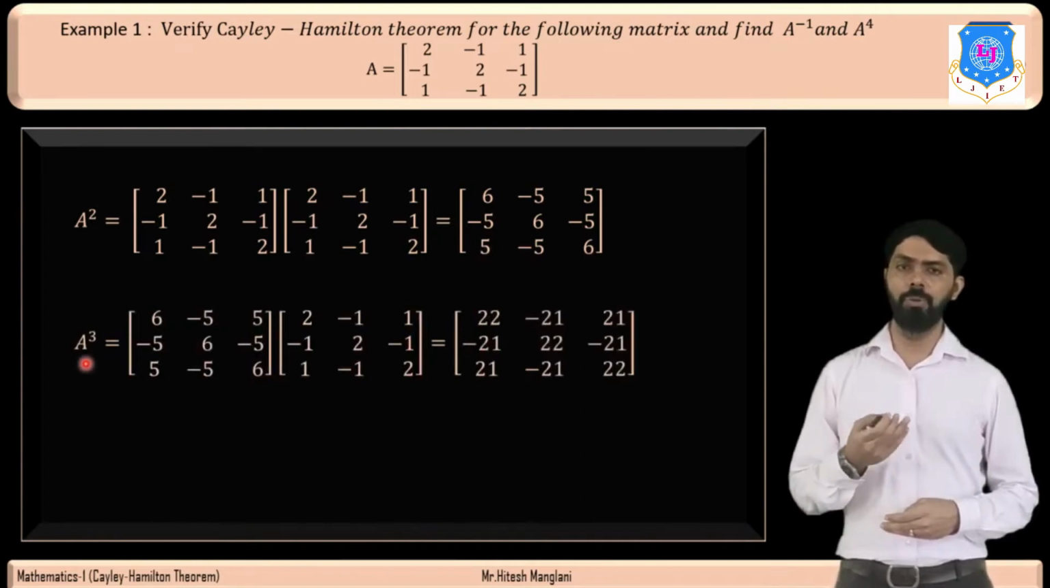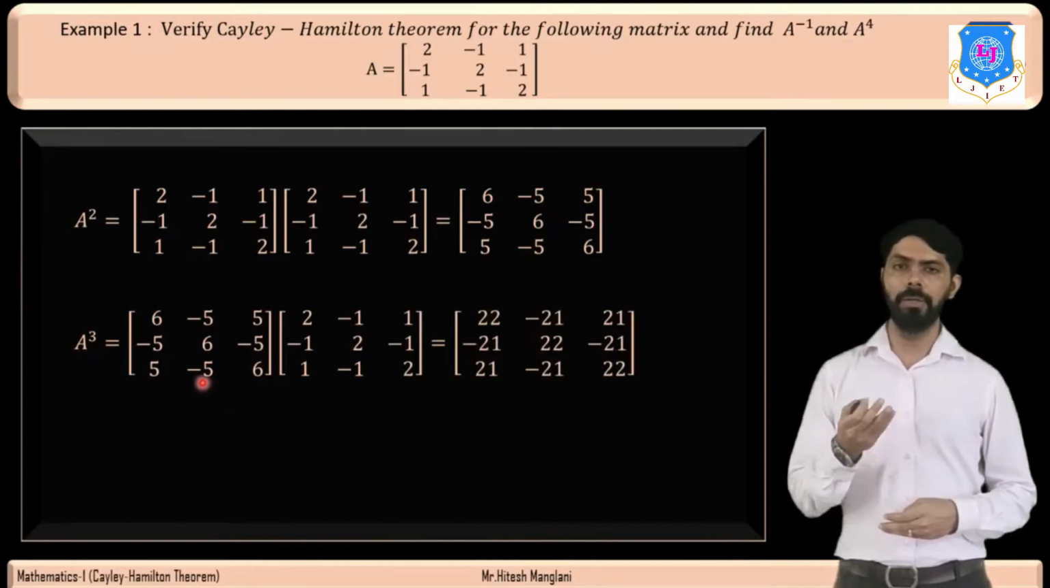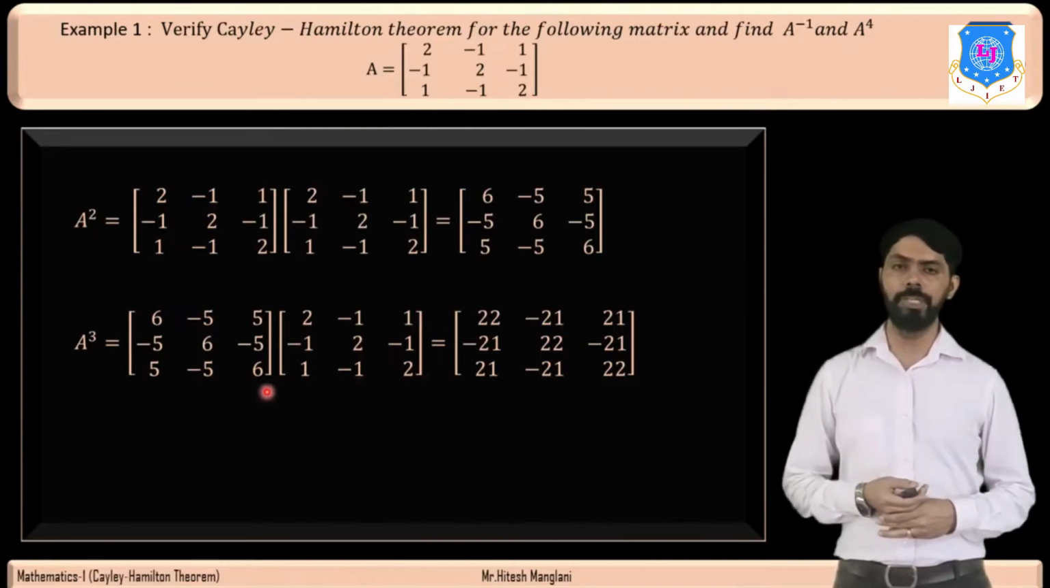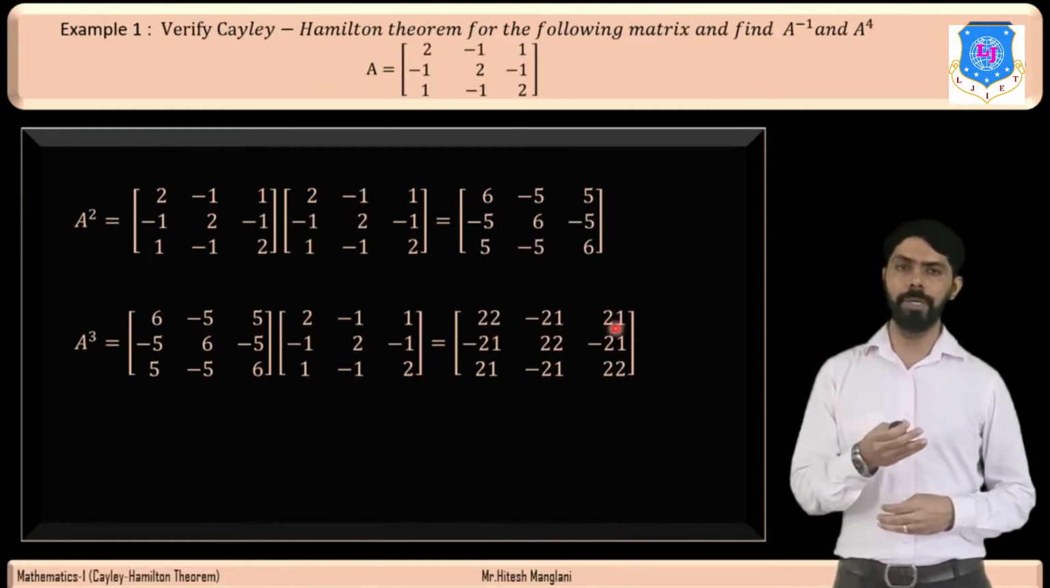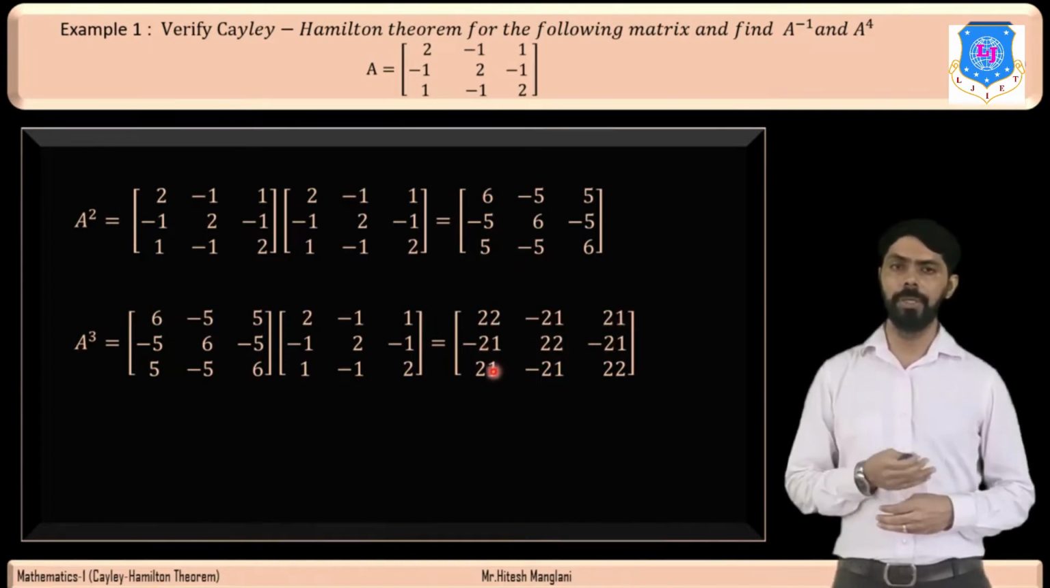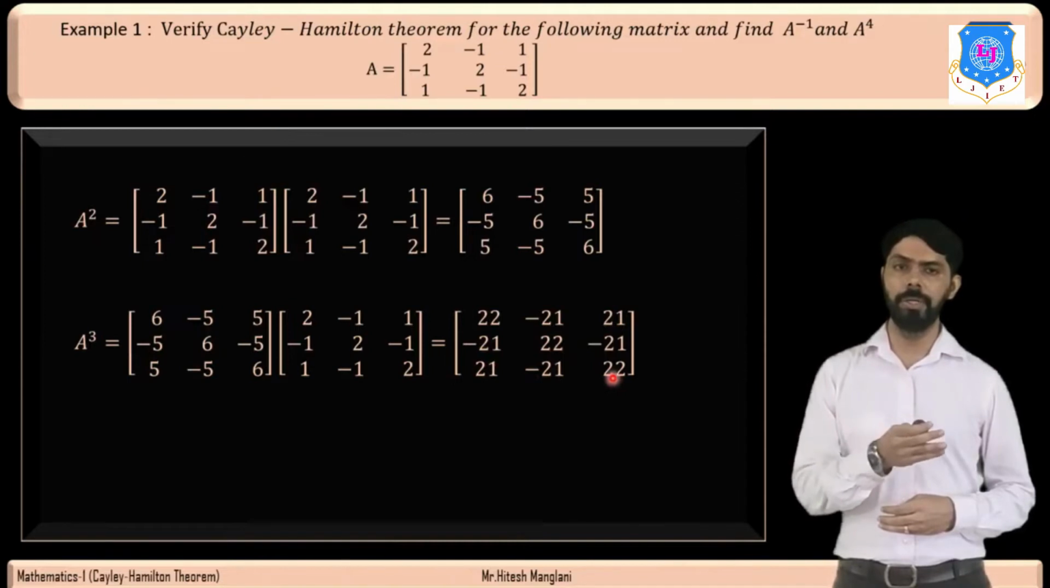Then after, we will find A cube. A cube can be written as A square into A. We have already found A square, which is [6 -5 5; -5 6 -5; 5 -5 6], into A, and A is [2 -1 1; -1 2 -1; 1 -1 2]. If we find the product of these two matrices, it will be [22 -21 21; -21 22 -21; 21 -21 22].